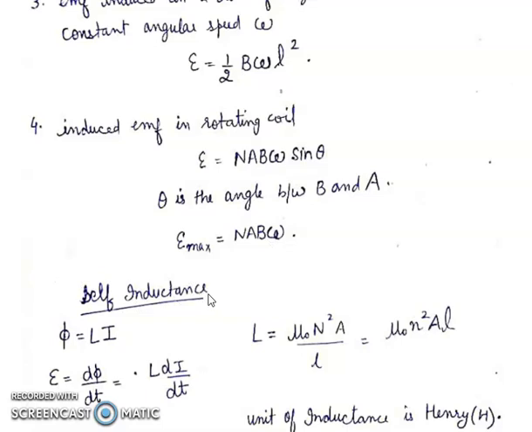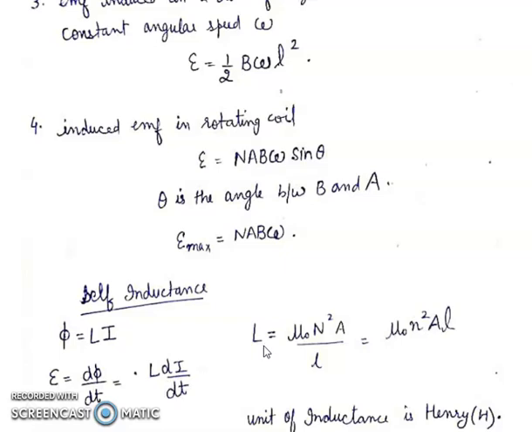Next topic is self-inductance. It is denoted by L. Phi is equal to Li, and back EMF produced in a conductor due to self-inductance, E will be d phi by dt is equal to L di by dt. When we put the value of phi as Li, L is constant, so it will come out, and EMF will be E is equal to L di by dt.